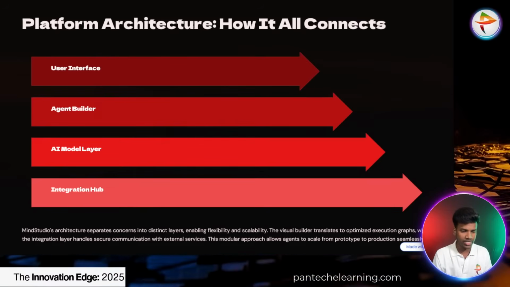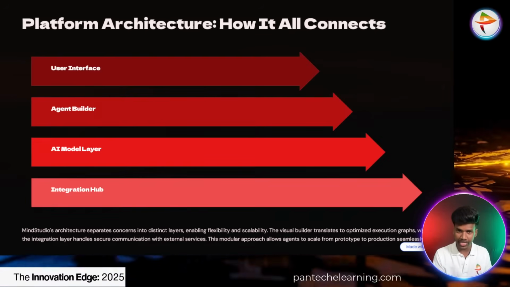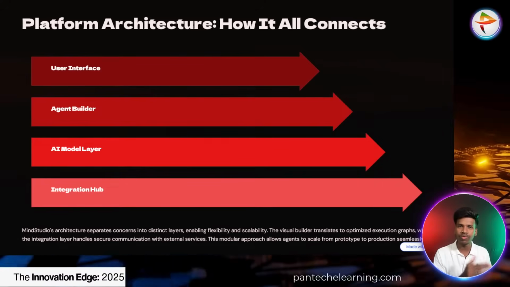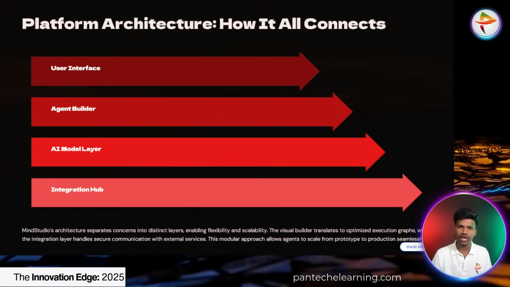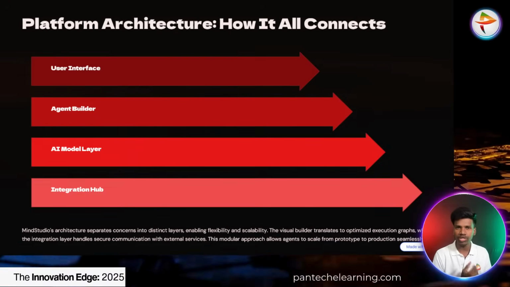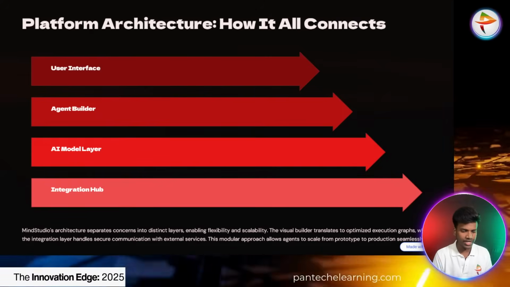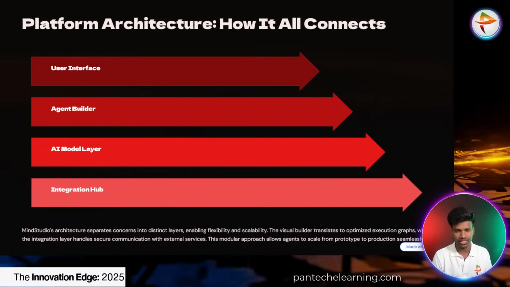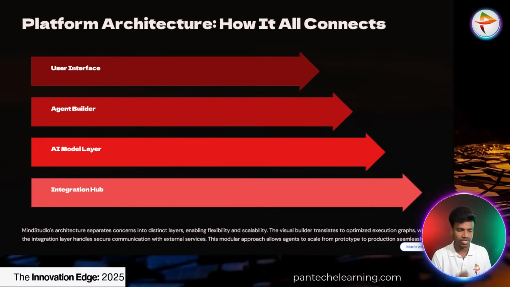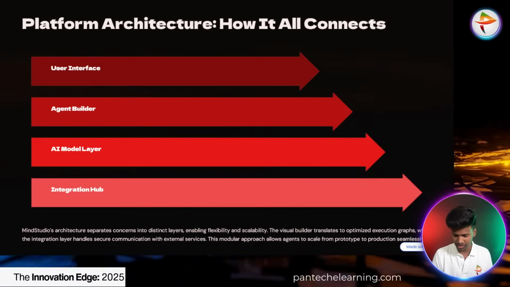Second one, agent builder. That is step by step how it works. Once we run the agent, we can begin the process, how it was initialized, and how the pipeline will be connected everywhere. That is the way we have to see. AI model layer: what models we are using, what versions there are, we have to see that. And the integration hub, where it was implemented. You have to discuss this. This is the architecture of how everything is connected.